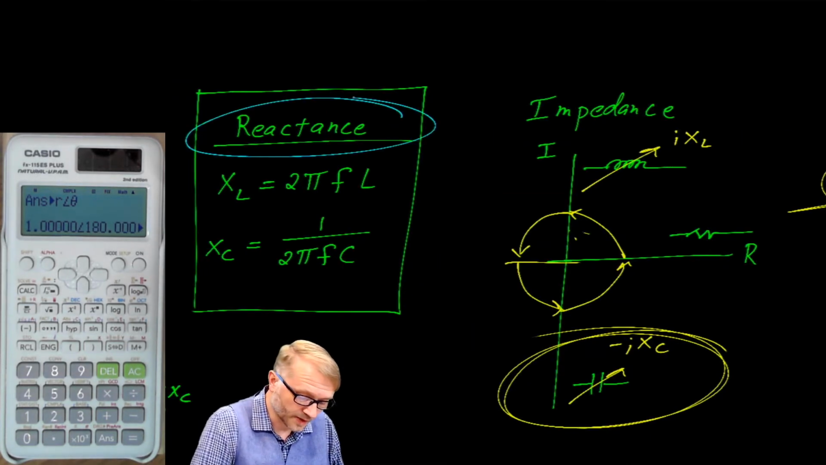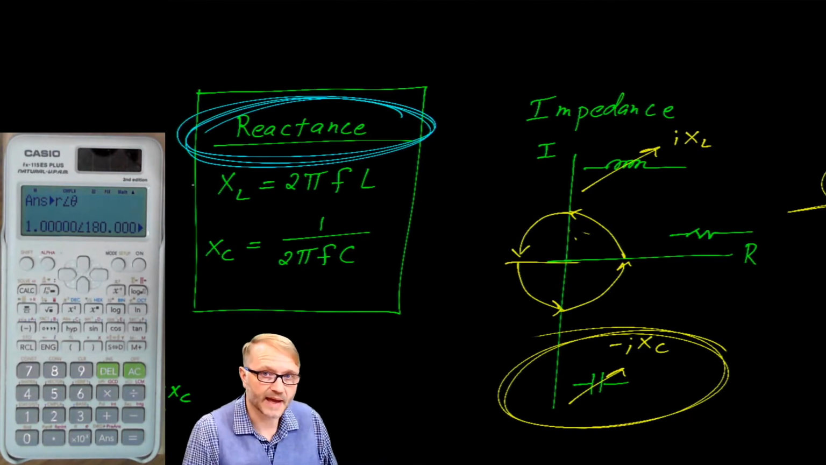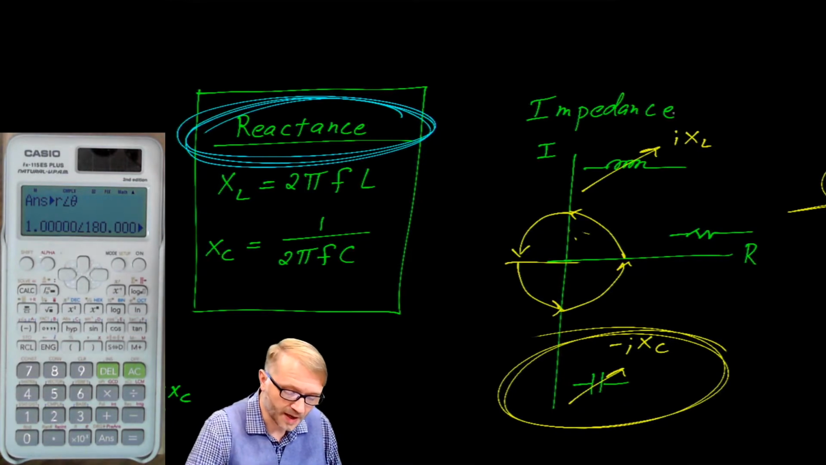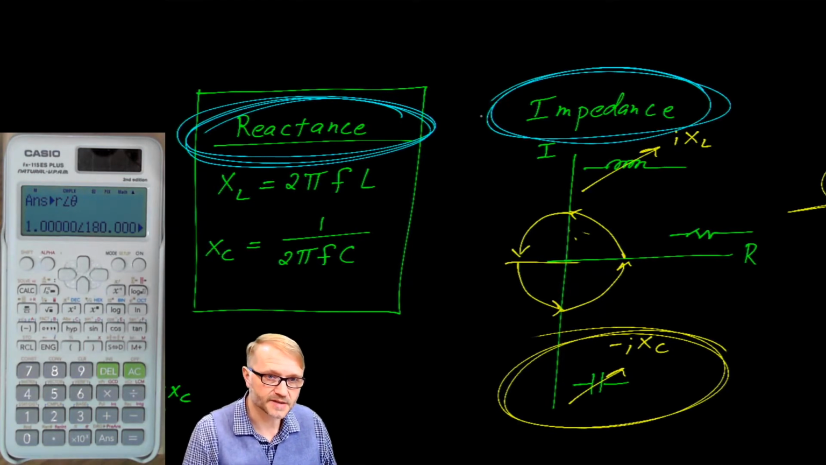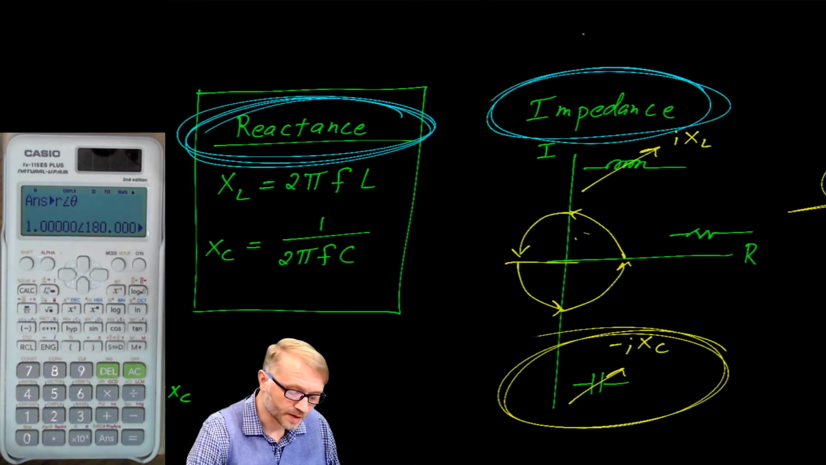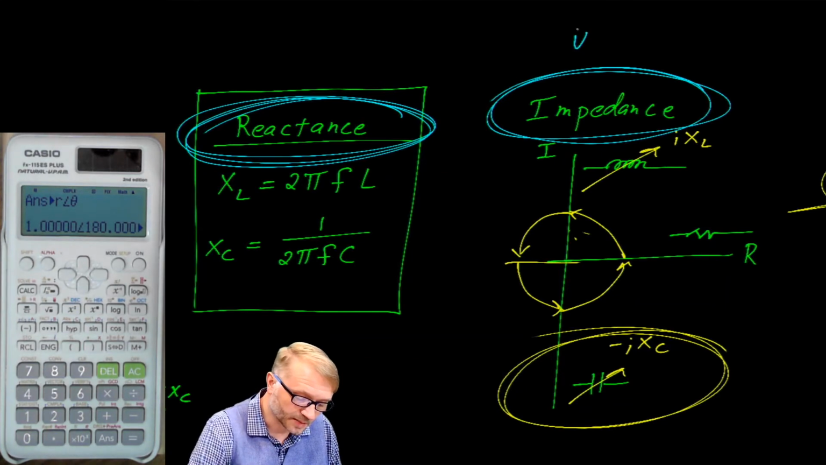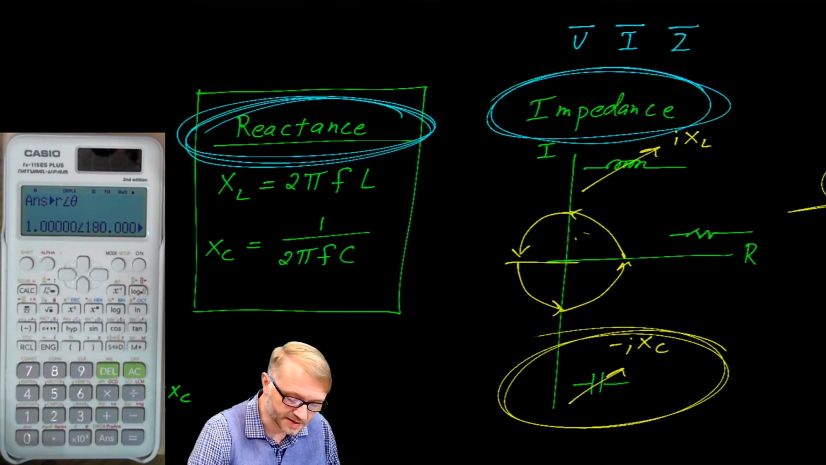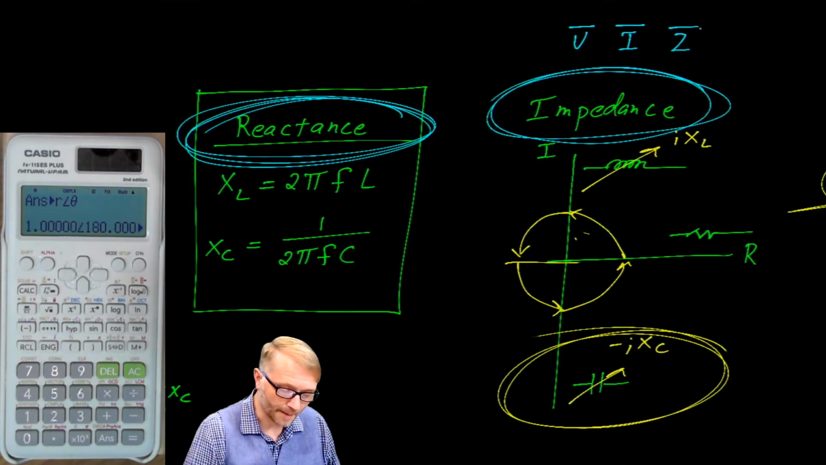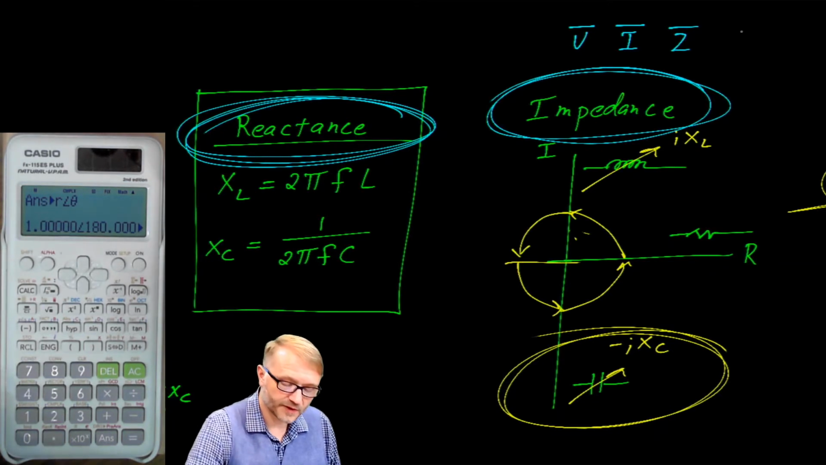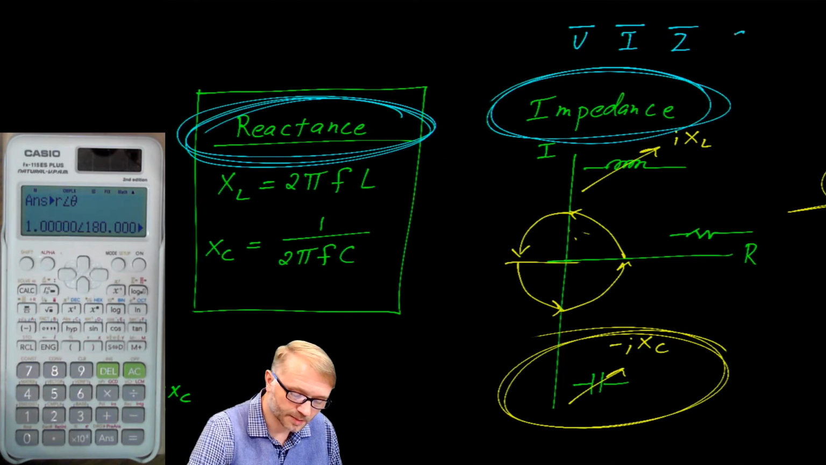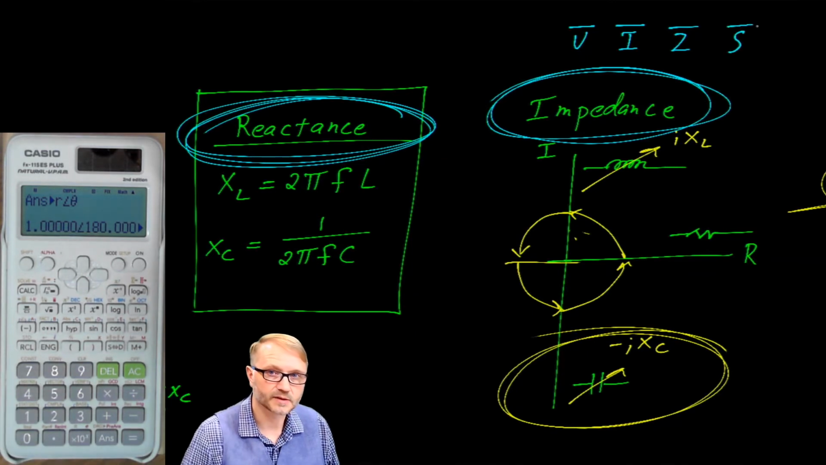Remember, reactance is a scalar. It's a magnitude with no direction. Impedance is a vector. It has both magnitude and direction. Which is why we talk about the voltage vector. We talk about the current vector. And we talk about the impedance. And impedance has both magnitude and direction. In the near future, we can look forward to talking about complex power, which is also a vector.